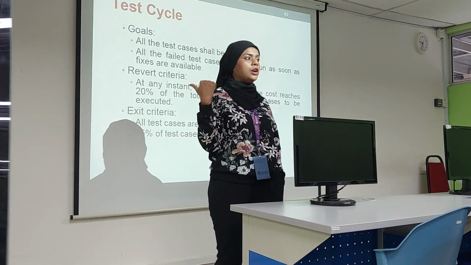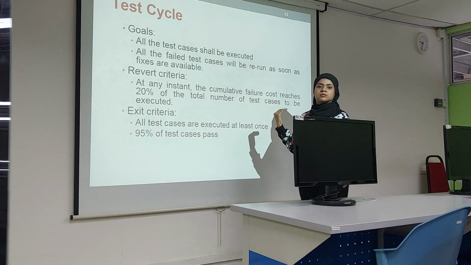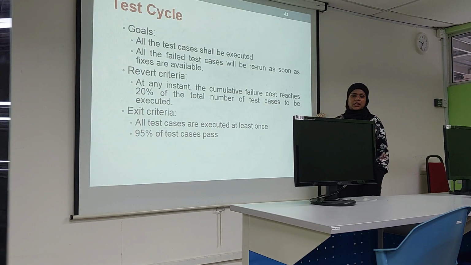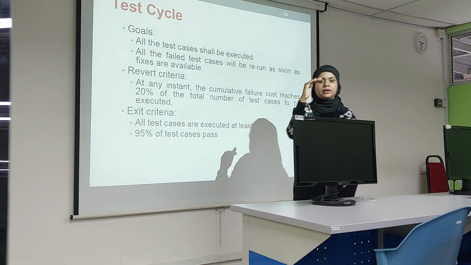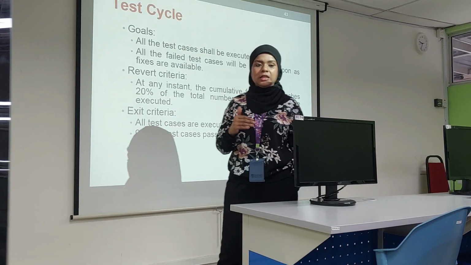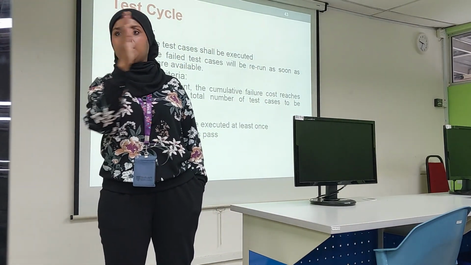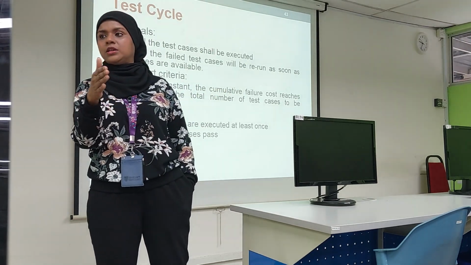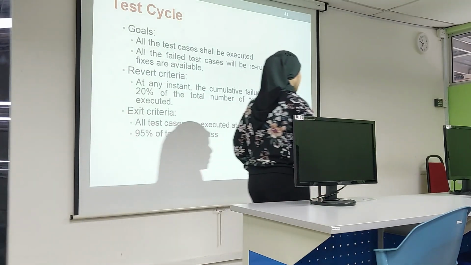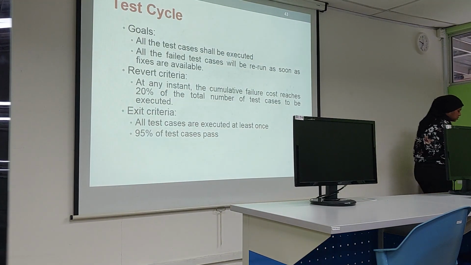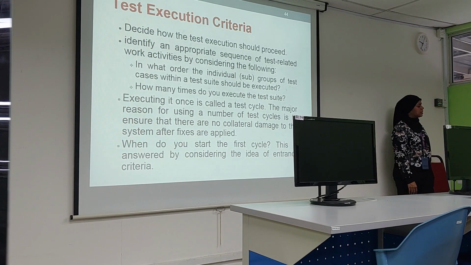So if we did not achieve our test exit criteria, can we stop the test? Cannot. That's why for every transition, we need to identify the criteria which we must fulfill before we move to the next stage. For example, for us to enter into the testing, and for us to exit from the testing. Okay, so this will be the test execution criteria.